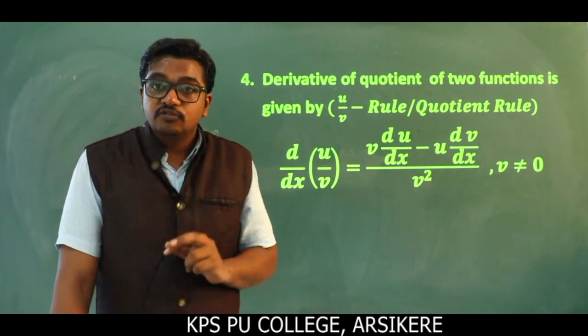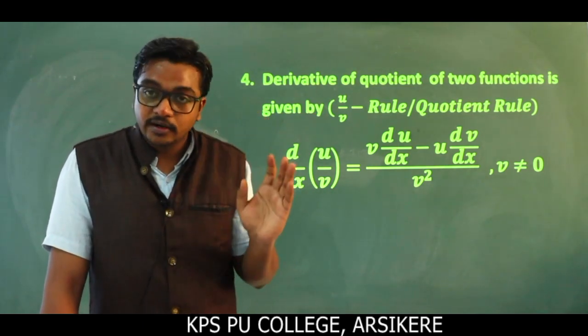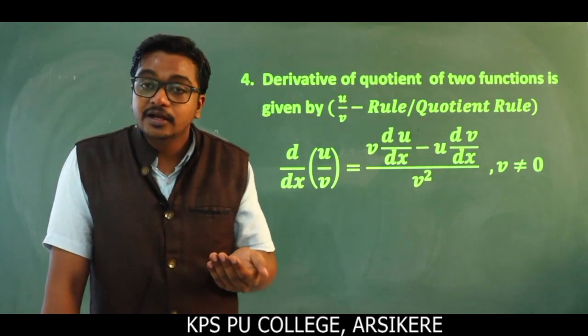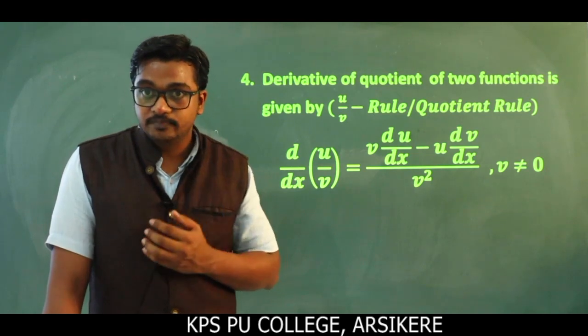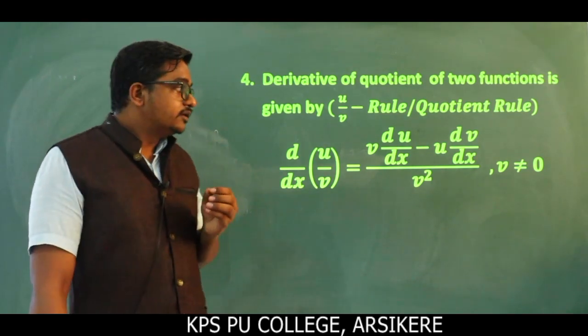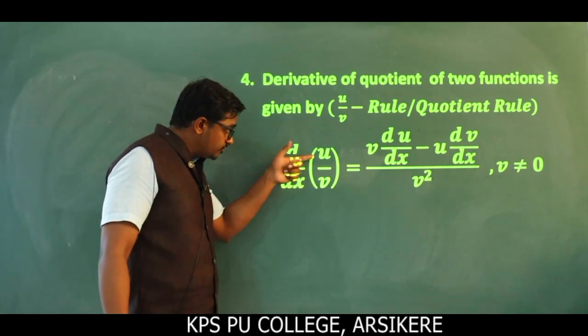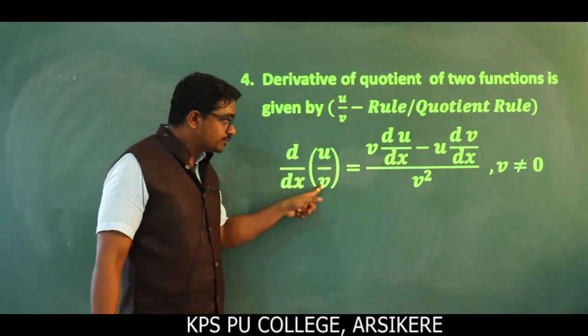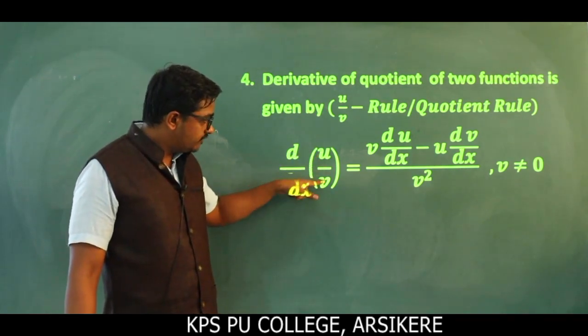Difference of two functions and addition of two functions, sum of two functions is very easy. But product of two functions and u by v rule or quotient of the function or rational function, it is quite different one. So always remember the formula. d by dx of u by v. v becomes the denominator and u becomes the numerator here. u is numerator, v is denominator.